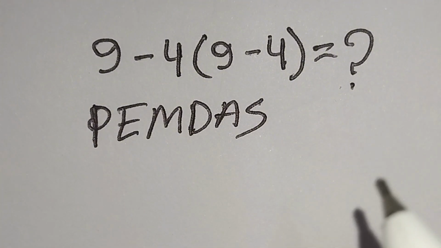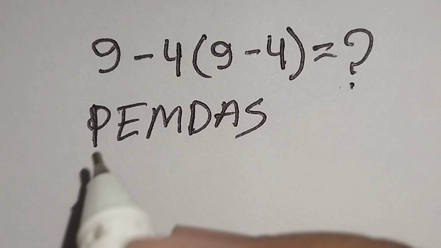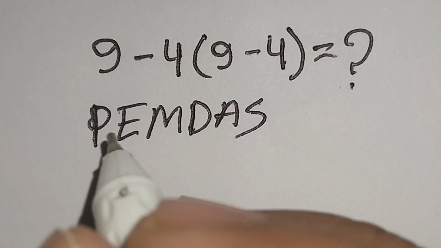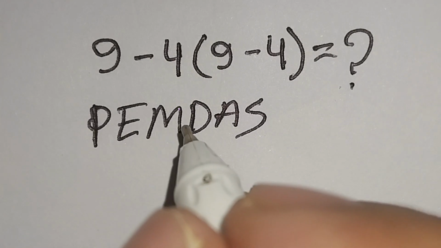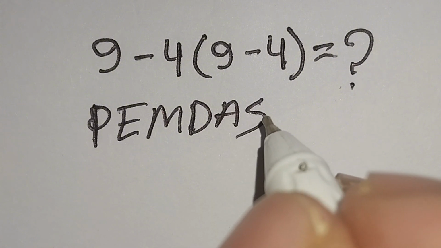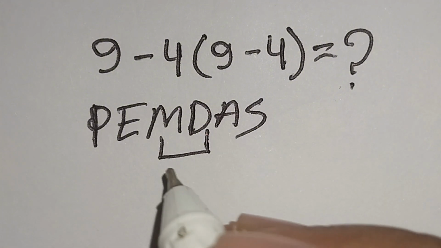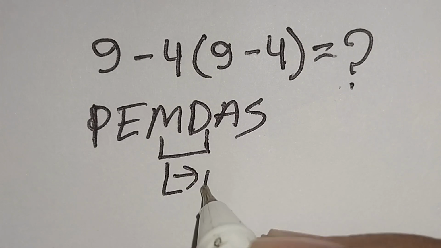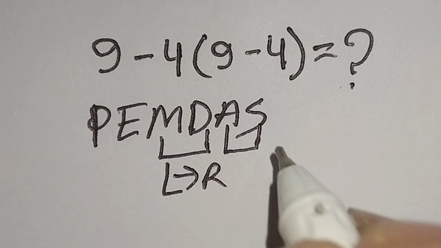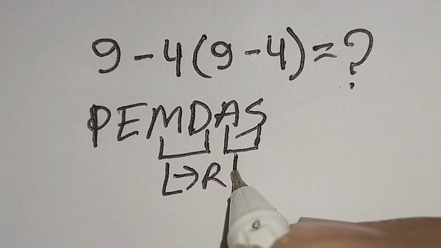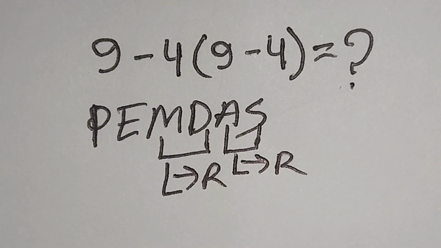PEMDAS. According to the PEMDAS method, at first we have to work with parentheses, then exponents, then multiplication or division, then addition or subtraction. Remember, multiplication and division have the same priority, so we have to work left to right. Addition and subtraction also have the same priority, so we have to work left to right also.